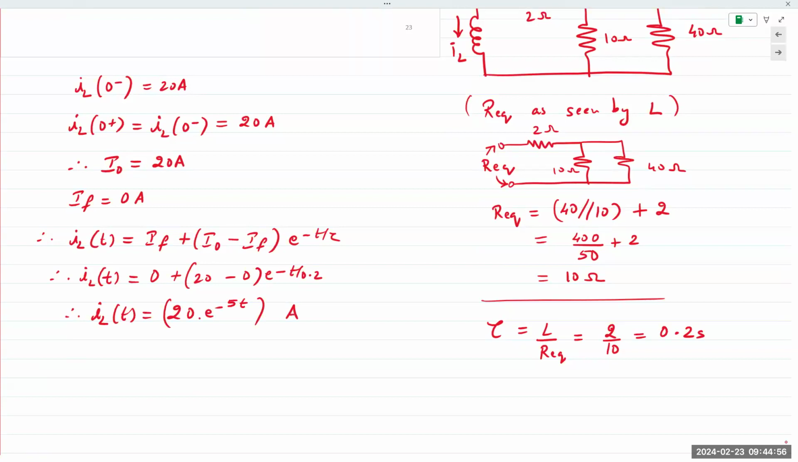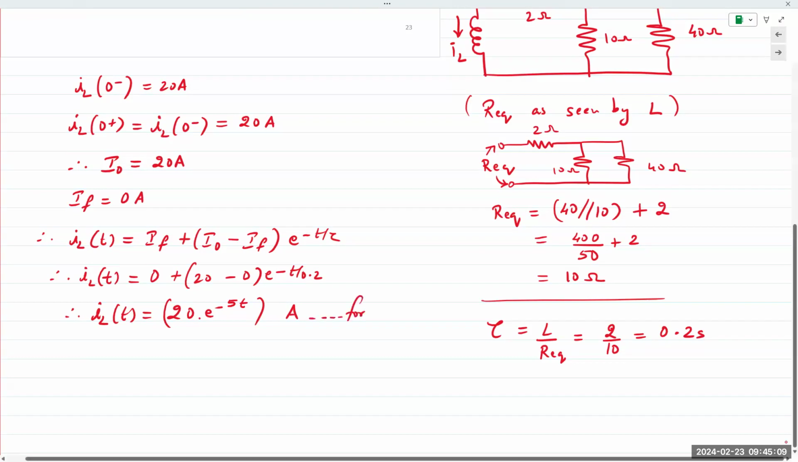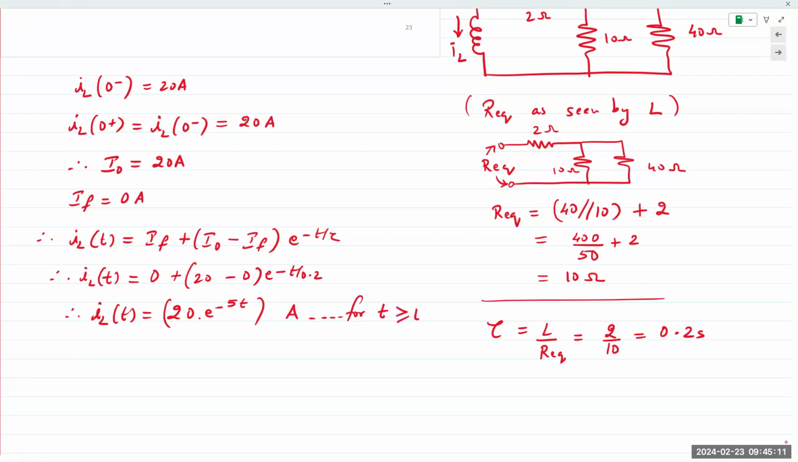amps. Do not forget the units, okay? The quantity is still current, I of t, right? The equation is describing the current for the inductor. So the unit is always amps. And this equation is valid for time t greater than or equal to 0.